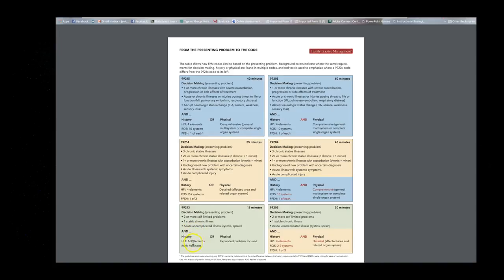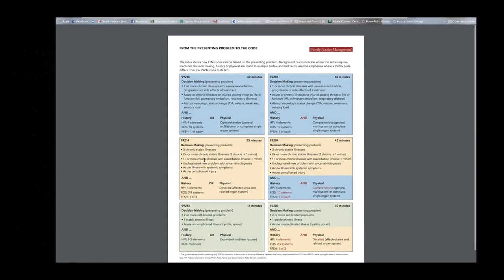But you need to code the history, 1 to 3 elements, any pertinent review of systems, but including your cardiac and respiratory. And then your physical exam is going to be expanded problem focus. That means you're going to definitely choose the systems that pertain to the problem they're coming in with, but you're going to also include your cardiac and respiratory no matter what.